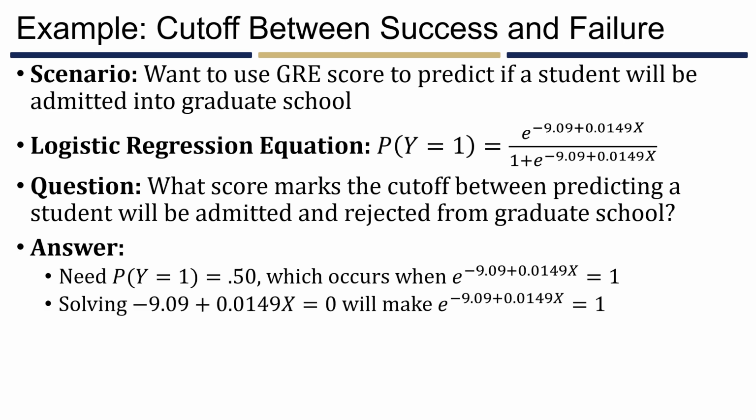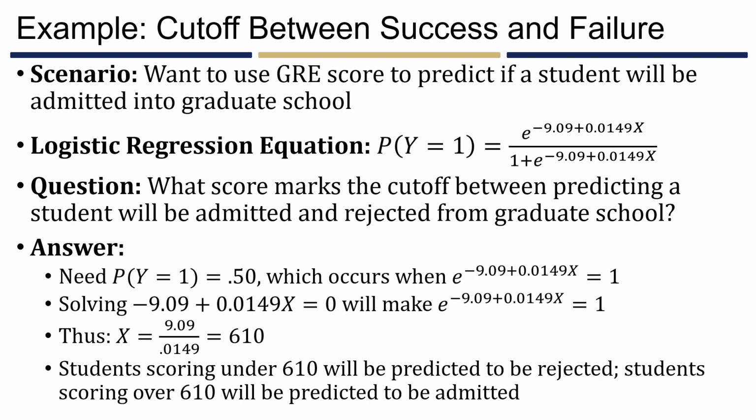In order to get the numerator equal to 1, what's up in the exponent, the negative 9.09 plus 0.0149 times x, is going to have to be equal to 0, because e to the 0 is equal to 1. So solving this equation is going to give us 9.09 divided by 0.0149, giving us a GRE score of 610. So as a result, students who score under 610 are going to be predicted to be rejected from graduate school. Students who score above 610 will be predicted to be admitted.